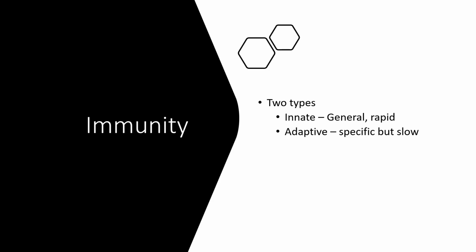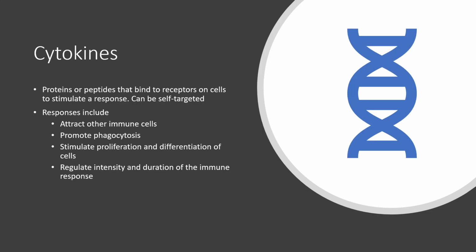So let's start with immunity. We have two types of immunity. We have innate, which is characterized by a general and rapid response, and we have adaptive. It is specific to each pathogen, but it is relatively slow compared to our innate immunity.